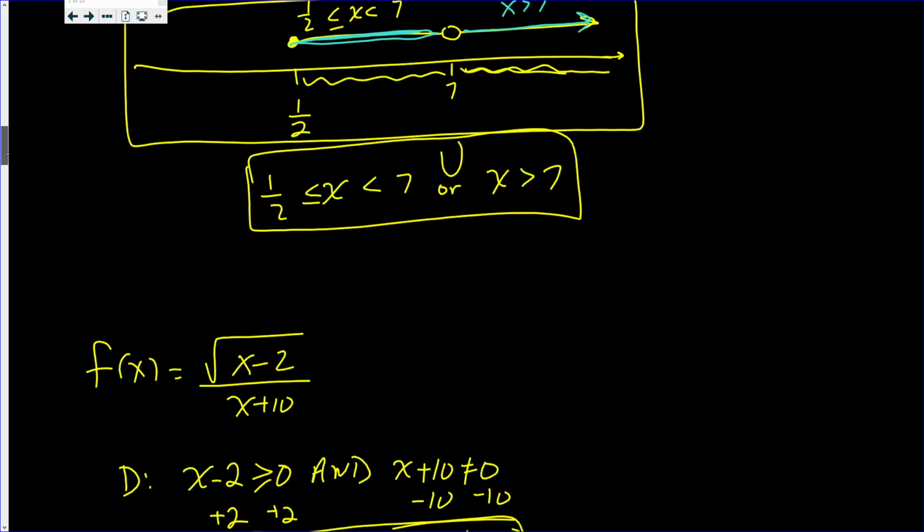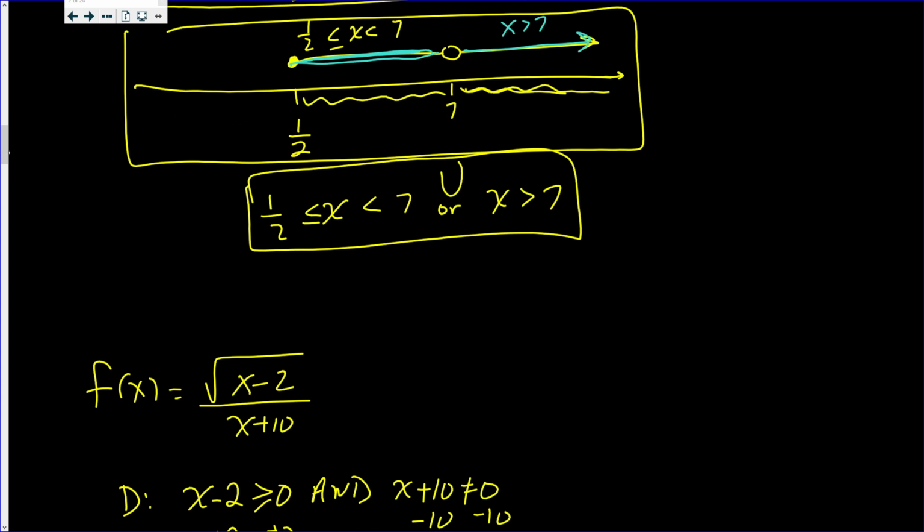Why didn't we do that in the last problem? It can go from 1/2 to 7, it can include a half but not 7, or it can go from 7 to infinity. Don't include 7. Infinity and negative infinity are not numbers, so never include them. It goes up to infinity, but it's meaningless to include infinity. It has no meaning.